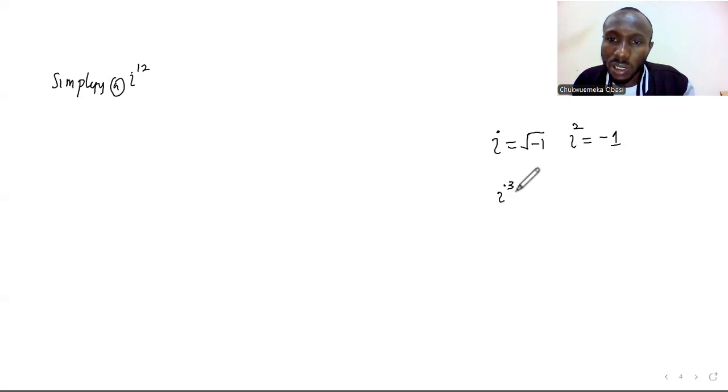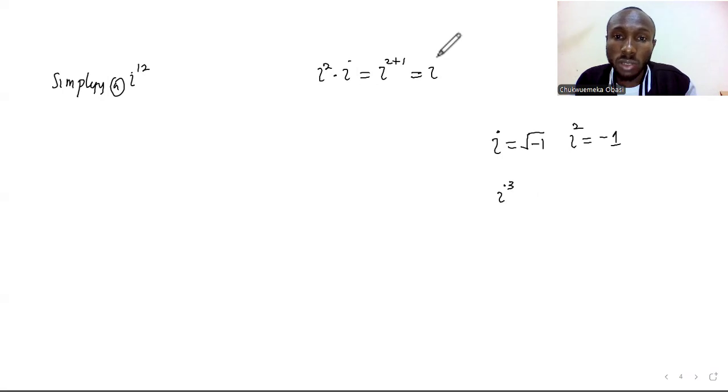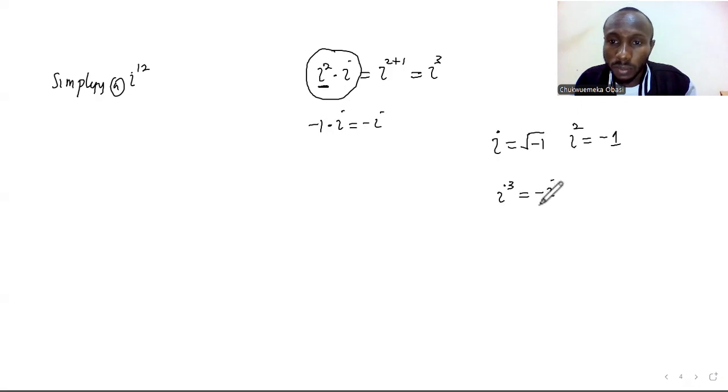I cube, what is i cube? i to the 3. Okay, let me quickly show you here. i cube is going to be like i squared times i. That is i cube, because from your laws of indices, i squared times i, they have the same base, you add the powers, and you have i to the 3. So i cube is like saying i squared times i. But what is i squared? i squared, you know, is minus 1. That would be minus 1. And what is i? Just forget, please don't translate i to the square root of minus 1. Just leave it as i, okay? So minus 1 times i is going to give me minus i. So here is going to be equal to minus i.